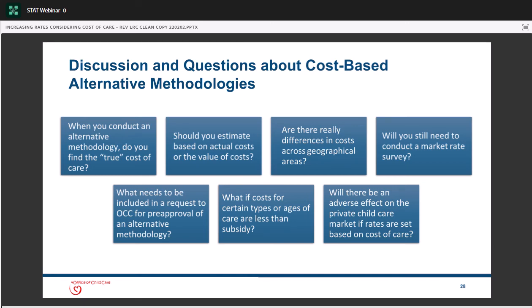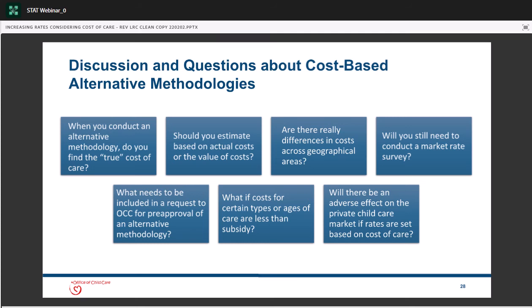Will I really find differences in costs across geographical areas? Again, this is an important question for all lead agencies to explore by gathering data across your various and different rate regions. Perhaps costs are similar across the geographies, and you'll find that maybe your rate regions can be collapsed due to those similarities. Do I still need to conduct a market rate survey?